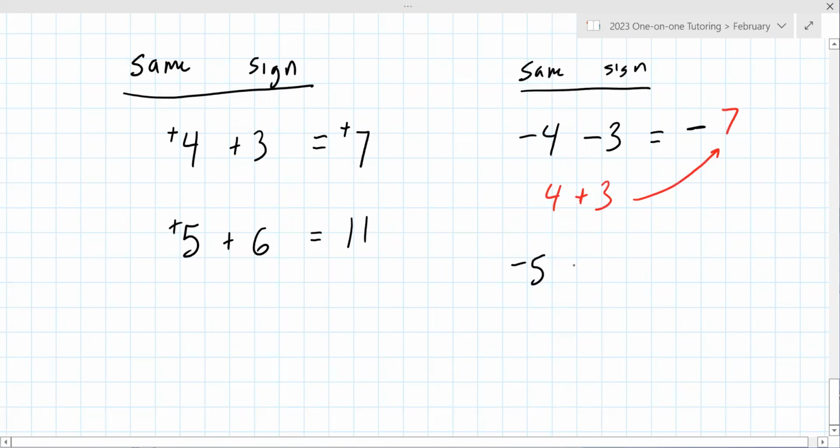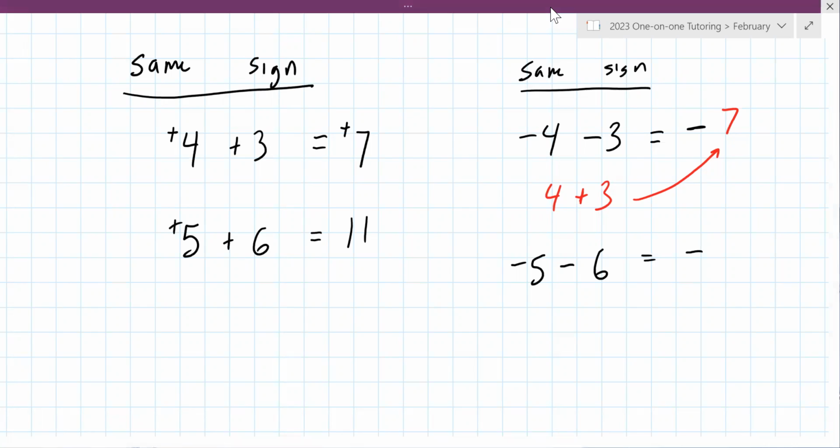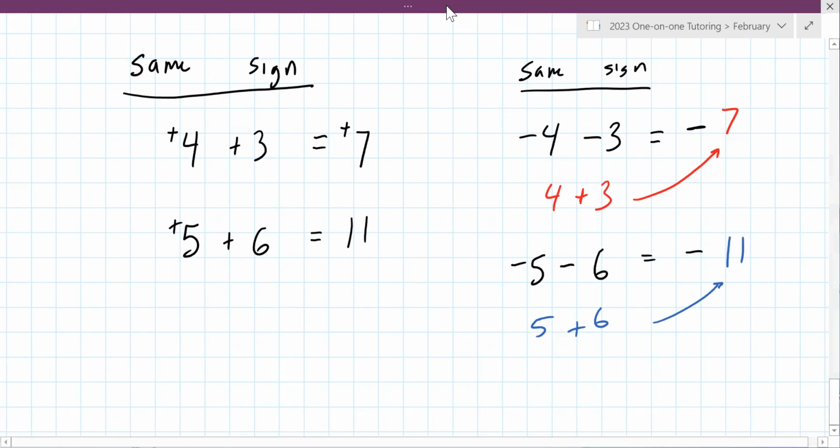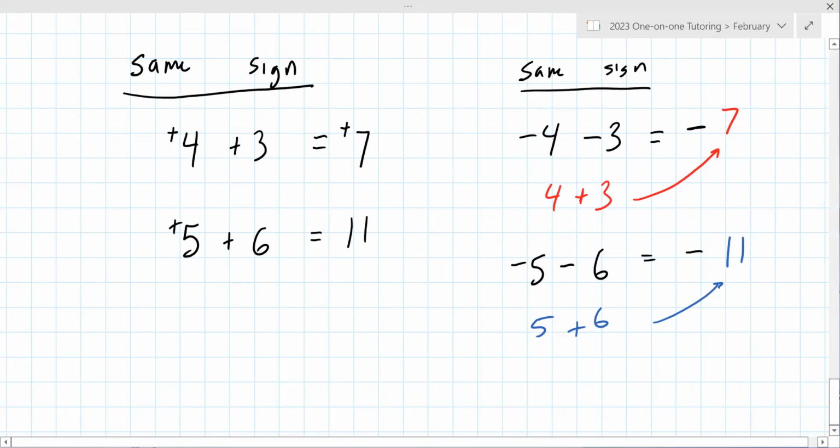Let's look at -5 minus 6. Are these same sign? All right, so it's -11. But again, here's why. It is negative. You look at the numbers without the sign, 5 and 6, add them together, -11. So here, a couple examples for you to try, and then we'll do not same sign.